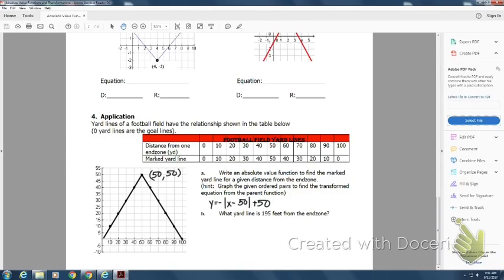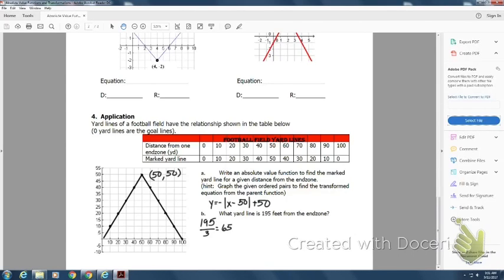Next, on B, it says what yard line. So using this equation, what yard line is 195 feet from the end zone? What would be the first thing I would need to do here? Somebody tell me. What'd you say? Convert to yards. How many feet are in a yard? 3. Somebody tell me what 195 divided by 3 is. 65. So I want to know what yard line is 65 yards from the end zone.